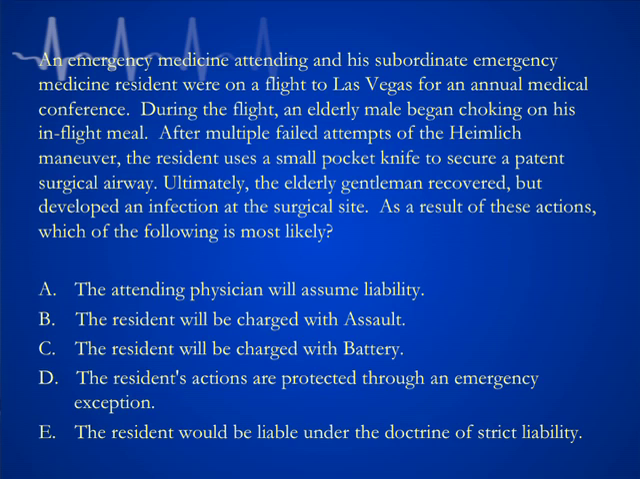So let's see what everybody thought. Overwhelmingly, 80% of you picked D. And then a 10% even distribution picked C or E: the resident will be charged with battery, or the resident will be liable under the doctrine of strict liability. The answer is indeed, it's an emergency exception, right? I'm sorry, D. I can't even read today. Okay, and we'll talk about that topic later.